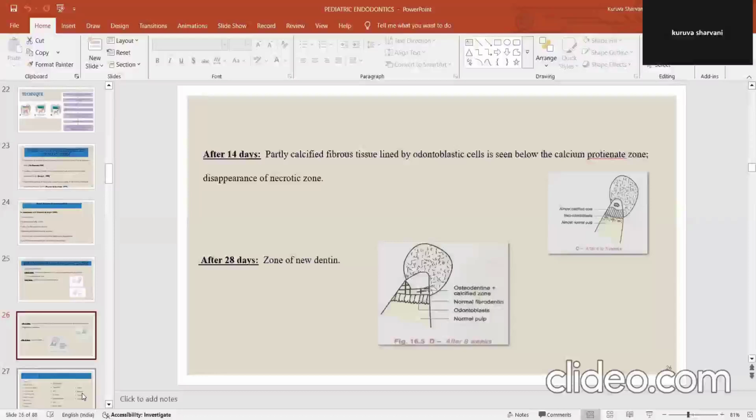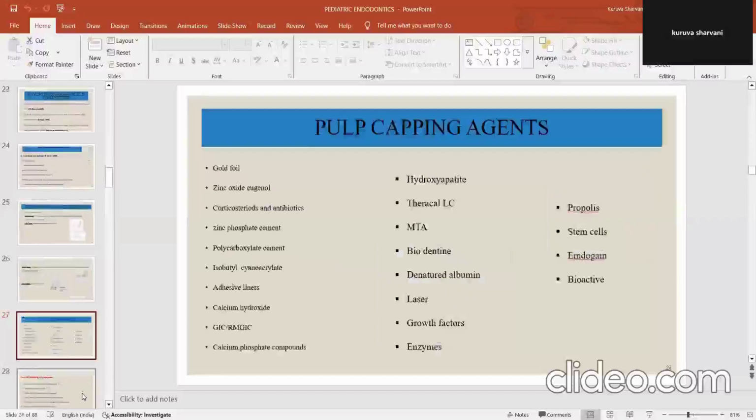Next, what are all the various pulp capping agents? There are numerous pulp capping agents. This is one of the 4 marks questions for you regarding pediatric endodontics. So when you are going to attend this type of question, we are going to write the definition of direct pulp capping, procedure of pulp capping, indications and contraindications, then followed with pulp capping agents. So that is zinc oxide eugenol, calcium hydroxide, GIC, Biodentine, MTA, propolis, stem cells, enzymes, and growth factors.